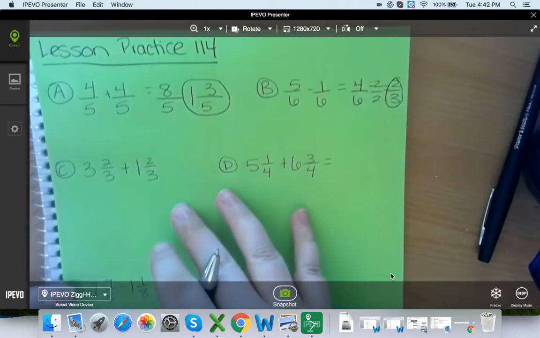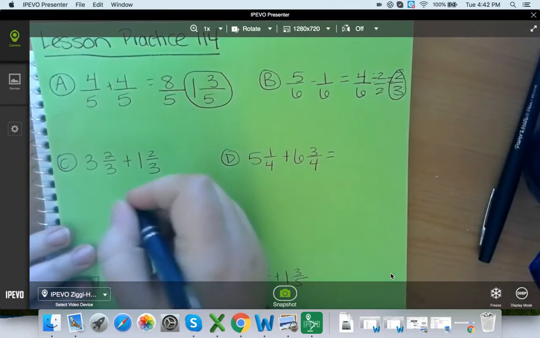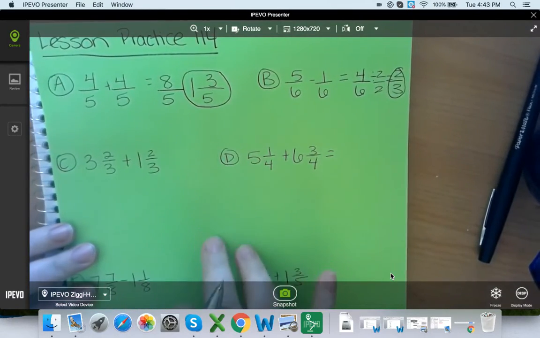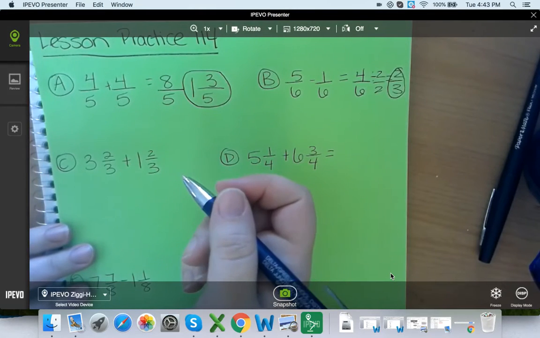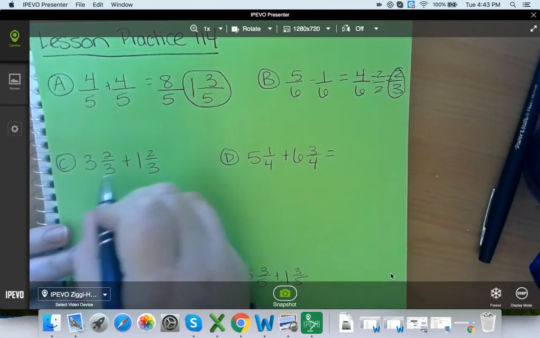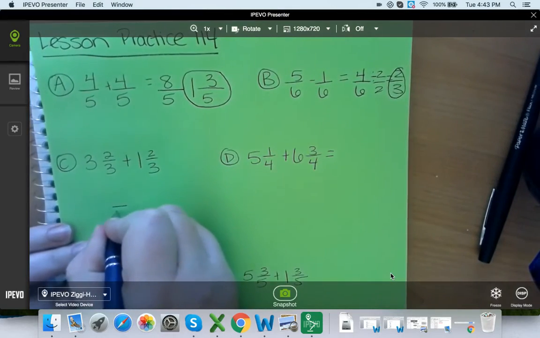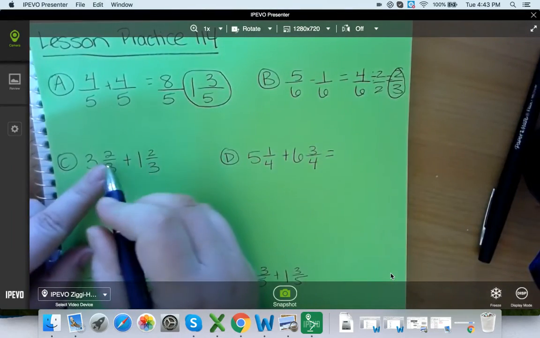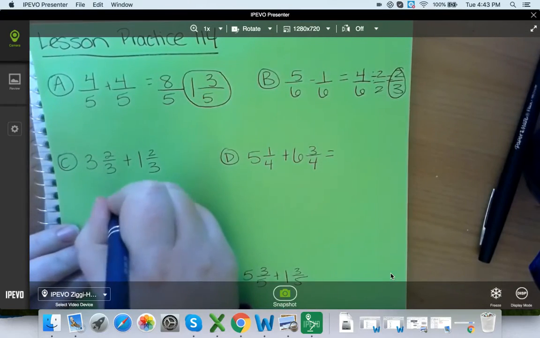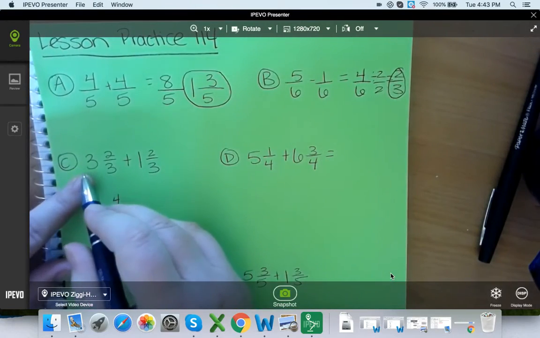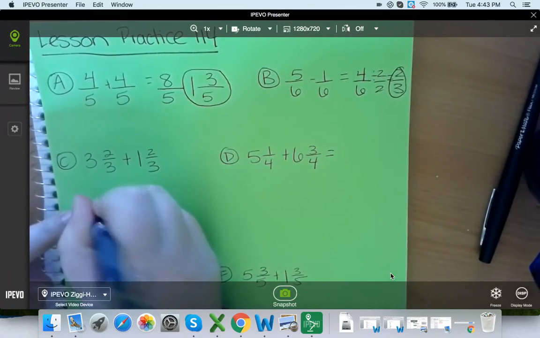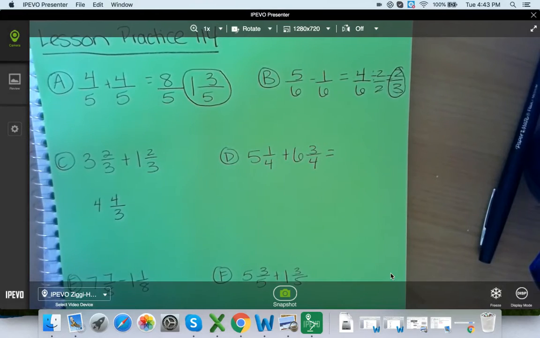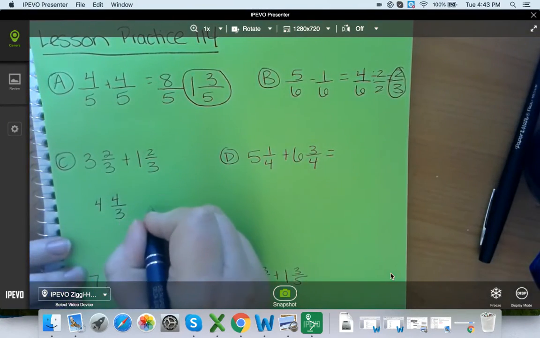All right, letter C. This is where I've got to pay close attention. That's why I left a lot more space here to show my work. So what I'm going to do first is find those denominators. My denominators are 3, so that can stay. Numerators, 2 plus 2 is 4. And then I've got to make sure I do not forget about these whole numbers. So that's a 3 and a 1, so that's a 4. So right now I've got 4 4/3, but once again, 4/3 is an improper fraction.